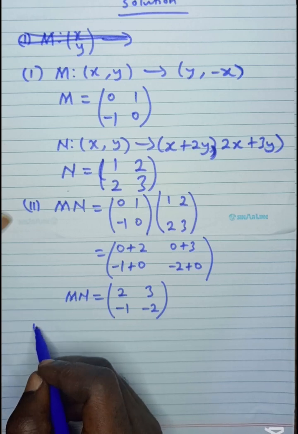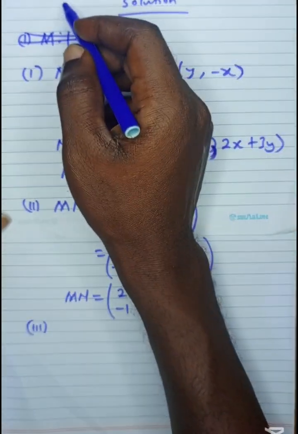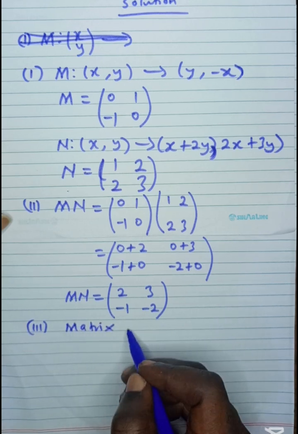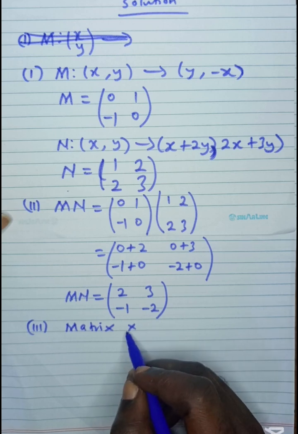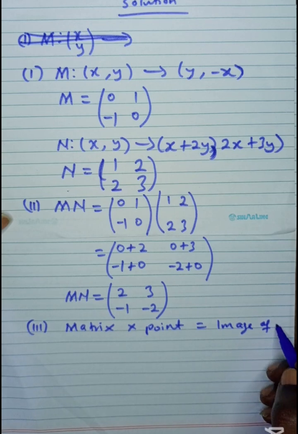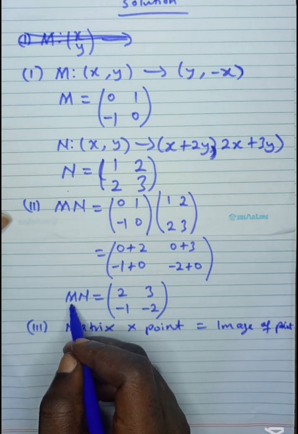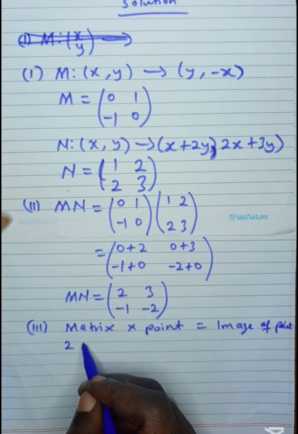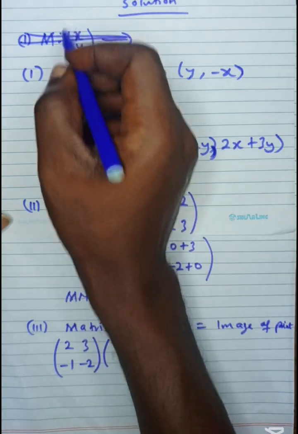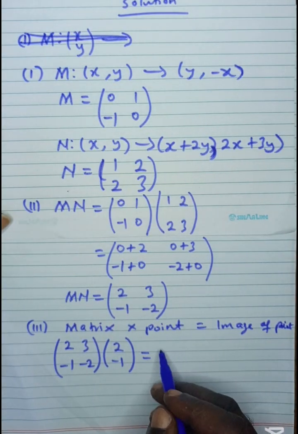Now let's go to part three. It says find the image of the point under the transformation MN. I want you to note this: a matrix times a point is equal to the image of the point. So what is the matrix? The matrix is MN, which is [2, 3; -1, -2]. What is the point? The point is (2, -1). It is in the question. This is equal to the image that you are coming to find.